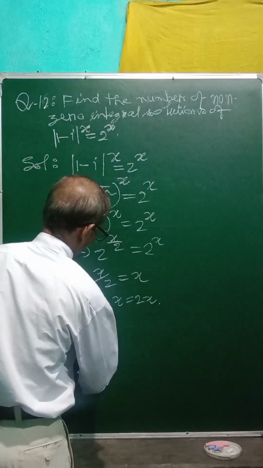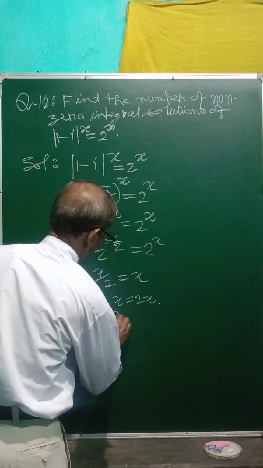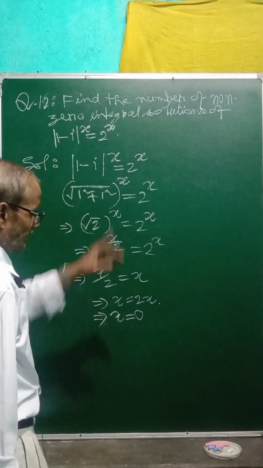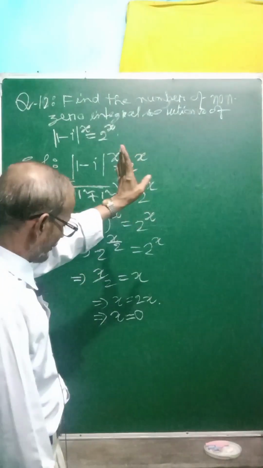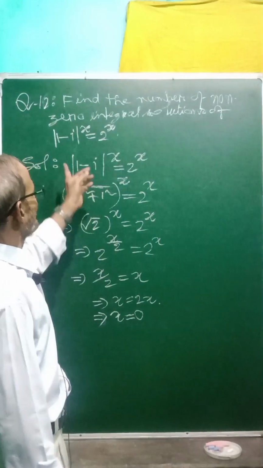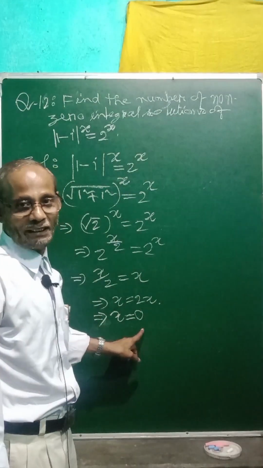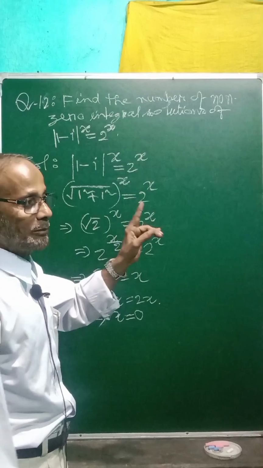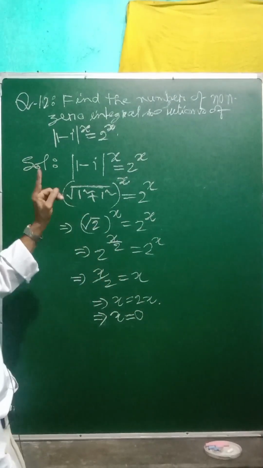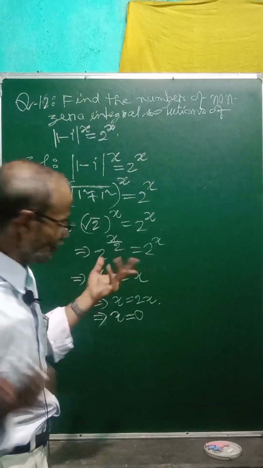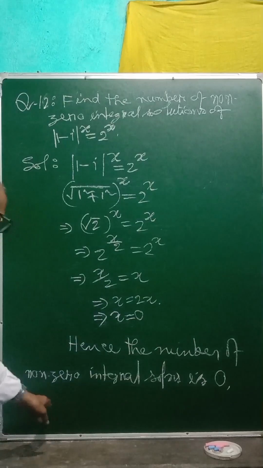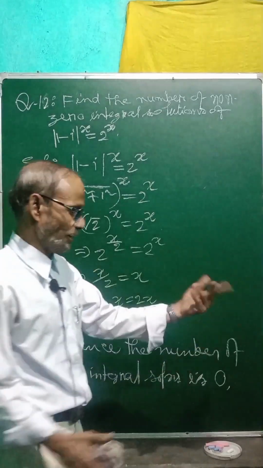This implies x is equal to 0. Now by the previous explanation, we see that the x value has come 0, which is not a non-zero integer. So ultimately the number of non-zero integral solutions is also 0. Hence the number of non-zero integral solutions is 0.